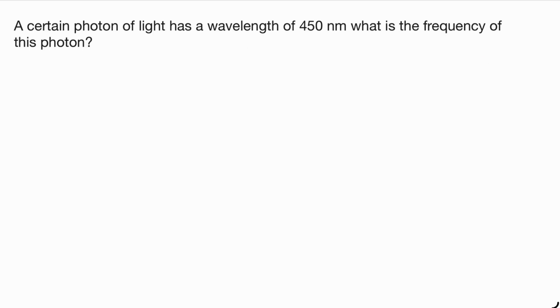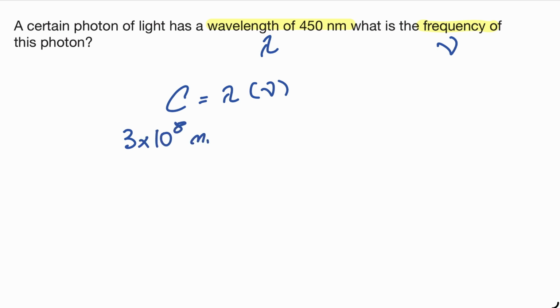This first problem reads, a certain photon of light has a wavelength of 450 nanometers. What is the frequency of this photon? So because the wavelength of the photon is already given to me, and I need to find its frequency, I'll be using the equation, the speed of light equals the wavelength of the photon times its frequency. And now I just have to plug in what I know. The speed of light is 3 times 10 to the 8th meters a second. The wavelength of this photon is going to be 450 nanometers, and then my frequency is what I'm solving for.